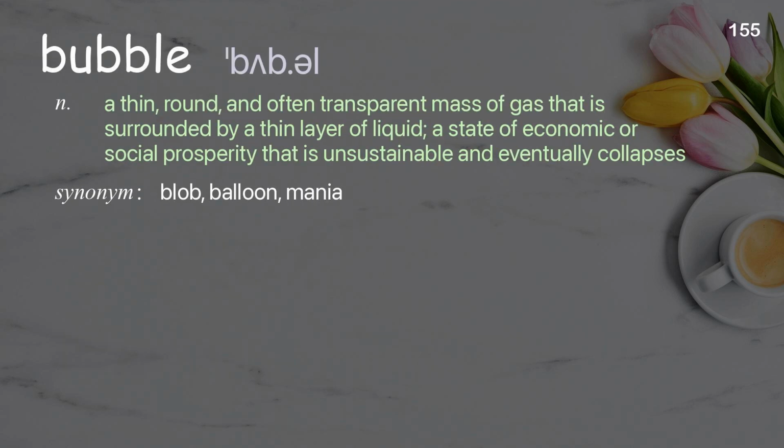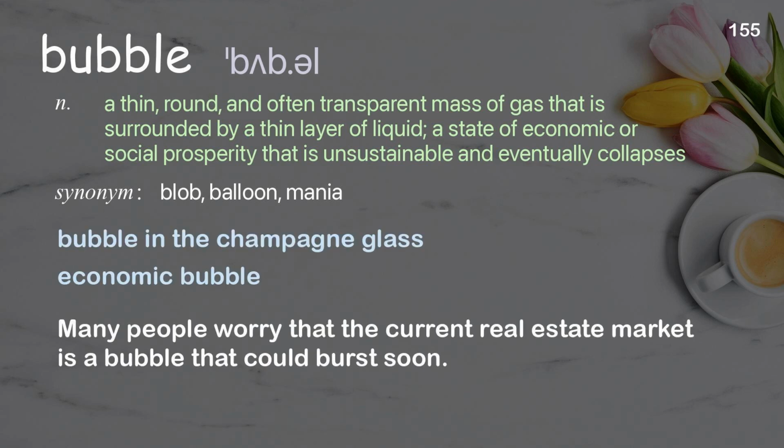Bubble: a thin, round, and often transparent mass of gas that is surrounded by a thin layer of liquid, a state of economic or social prosperity that is unsustainable and eventually collapses. Examples: bubble in the champagne glass, economic bubble. Many people worry that the current real estate market is a bubble that could burst soon.